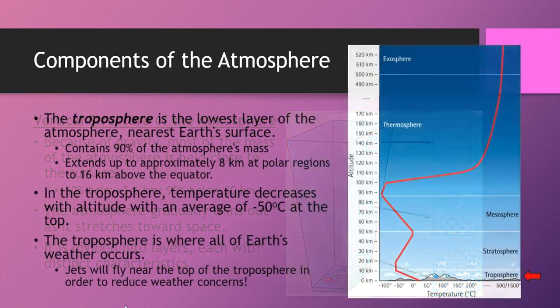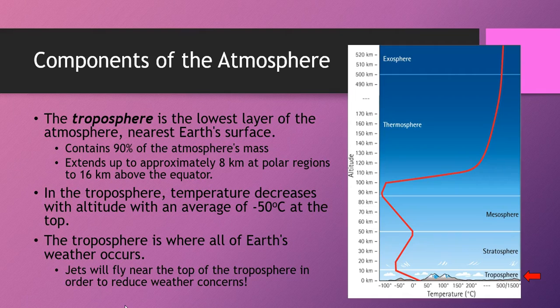The lowest layer is what's known as the troposphere, and it contains 90% of the atmosphere's mass. It extends up to about 8 kilometers at the polar regions, and about 16 kilometers above the equator. The troposphere is where all of Earth's weather occurs. Jets will fly near the top of the troposphere in order to reduce issues due to weather while they're flying. And in the troposphere, the temperature decreases with altitude. So as you go up, the temperature goes down to an average of negative 50 degrees Celsius at the top of the troposphere, about 14 to 16 kilometers off the surface.